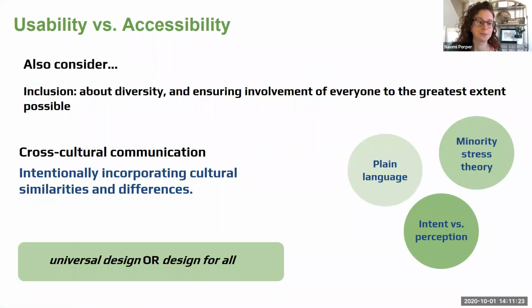which brings us, on our next slide, to also consider inclusion, which is really about diversity and ensuring involvement of everyone to the greatest extent possible. In this context, it can also be referred to as universal design or design for all, but really addressing a broad range of issues beyond ability, including computer literacy, economic situation, education, geographic location, culture, age, language, access to hardware, software, or internet connectivity.